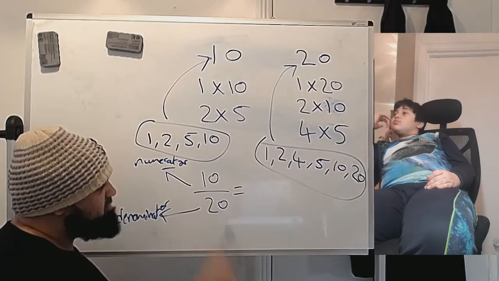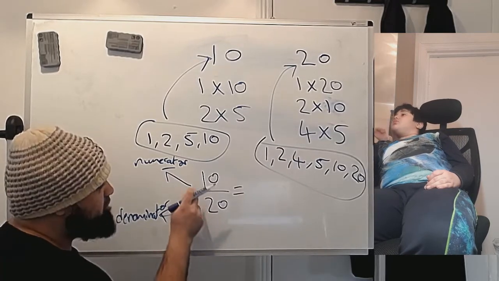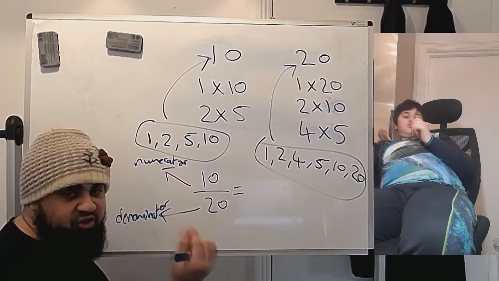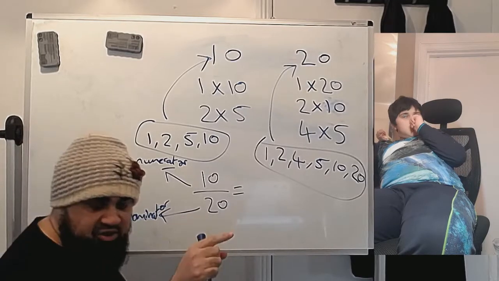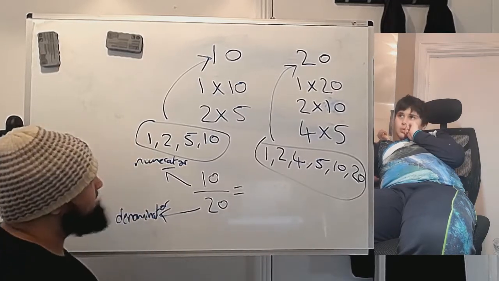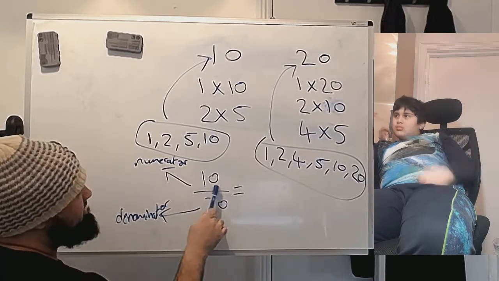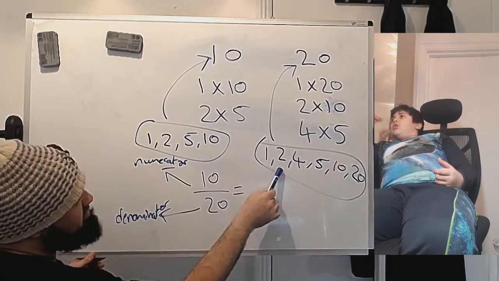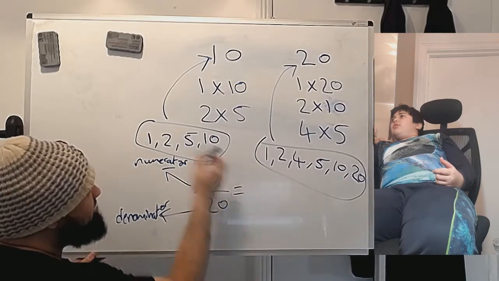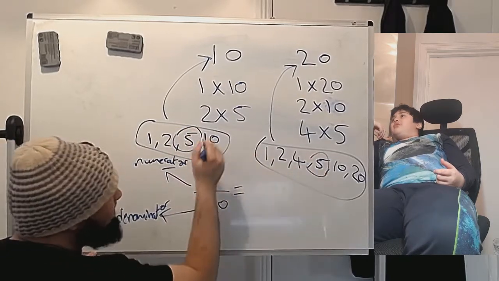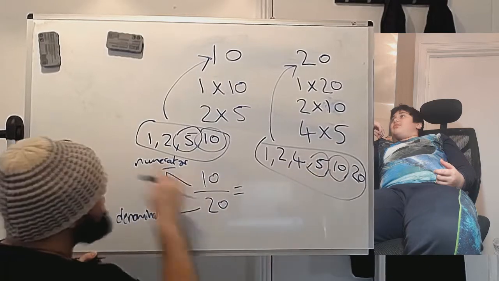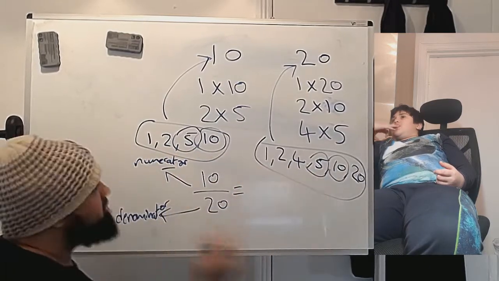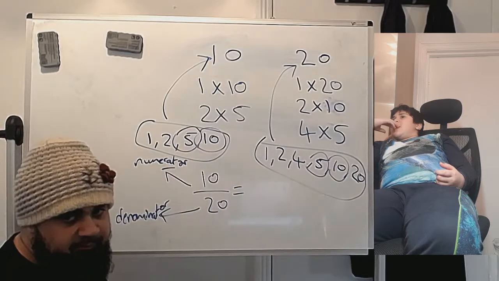If we want to simplify this, we have to look for what's common in the numerator and the denominator. We have to look for common factors. And we always look for the highest common factor. What do I mean by that? Watch. What are the factors of 10 and 20? What do they have in common? They both have 1 in common. They both have 2 in common. They both have 5 in common. And they actually even have 10 in common. So 1, 2, 5, and 10 are common in the factors of 10 and 20.